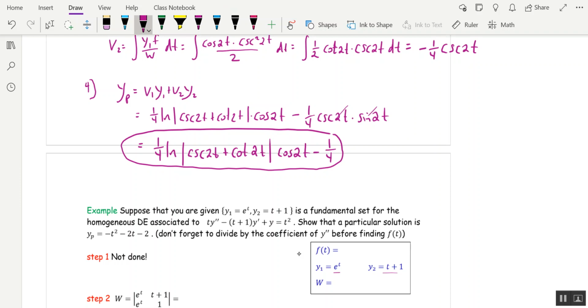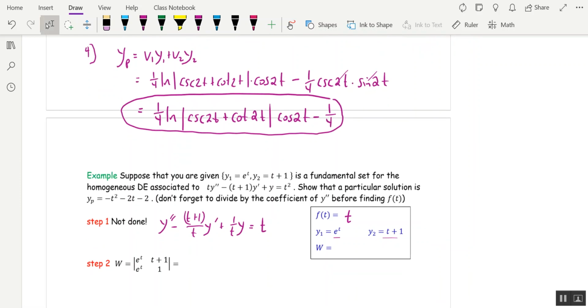Now, be careful, my f of t is not t squared, because in order to use variation of parameters, the coefficient of y double prime has to be 1. So step 1 is not done. We need to divide by t. So y double prime minus (t plus 1)/t y prime plus 1/t y equals t. So my f of t is actually t, not t squared. We don't need these coefficients here. Yes, they're interesting, but we're not going to use them in our solution.